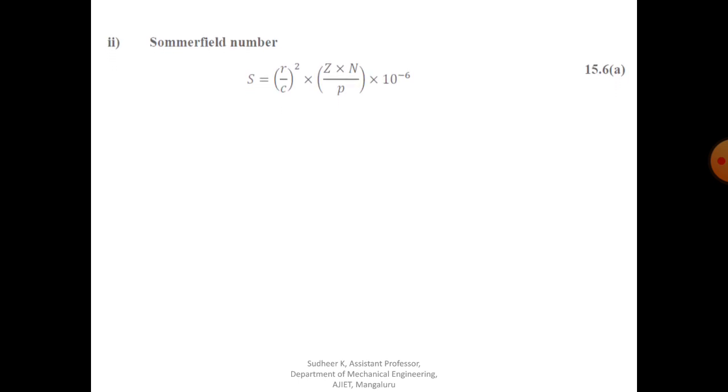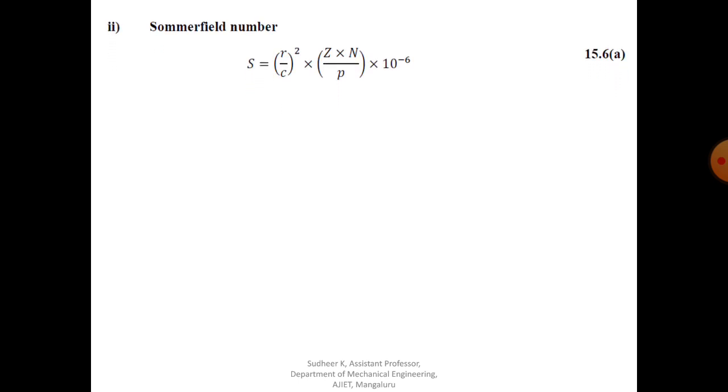Now the second one, Sommerfeld number. In your data book there will be two equations: one without side leakage and one with side leakage. If it is not mentioned in the problem, always go with without side leakage. That is equation number 15.6a from page number 354. Based on that equation, the Sommerfeld number is denoted with the capital letter S.